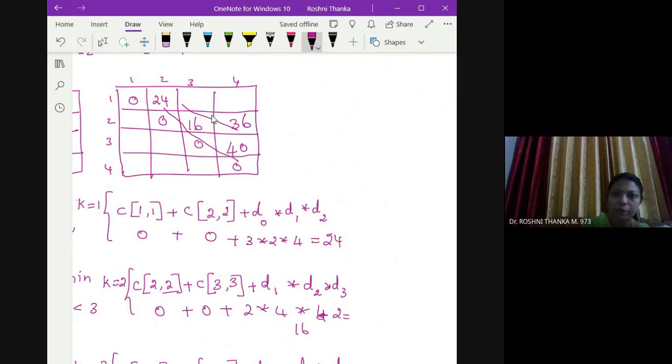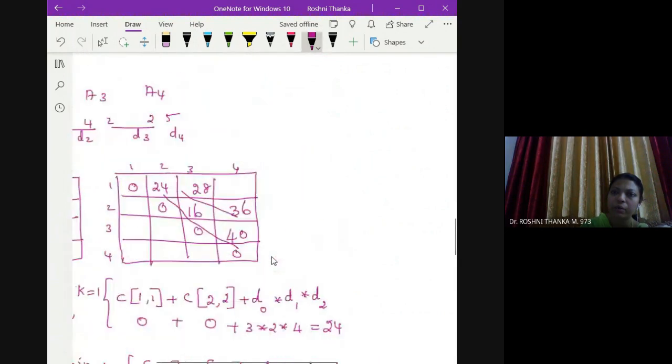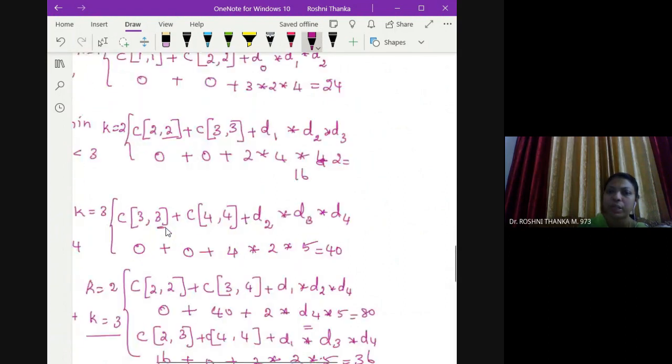So before we find 1 and 4, we have to find for 1 and 3 as well. Similarly, same way you have to do. When you find, you will be getting 28. Okay, I think point of time, you just do the same thing. The last one we want to find is this value. So we want to find the cost of multiplying the matrix from 1 to 4. That is we are going to calculate now.